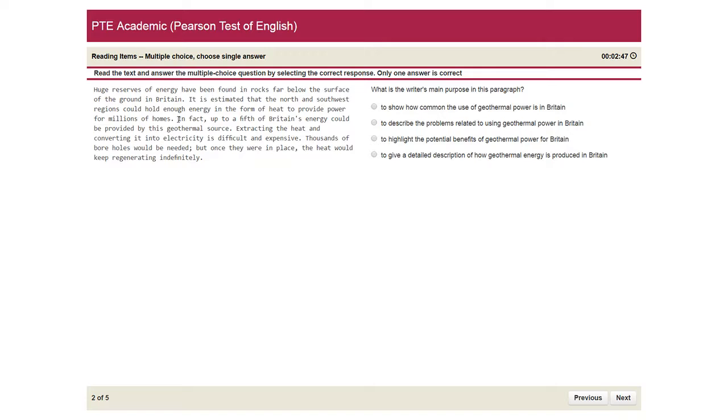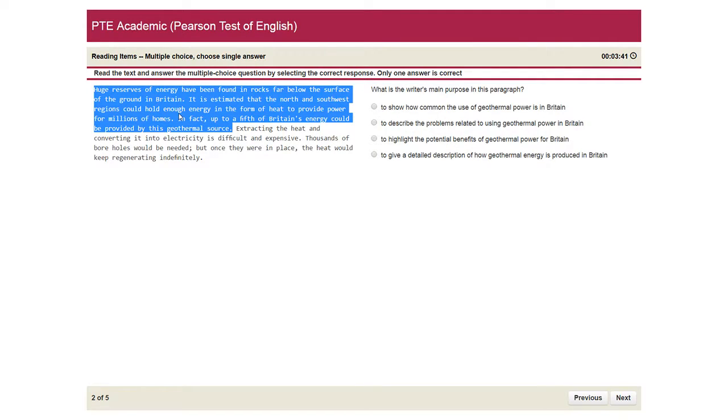Let's continue to the third sentence. In fact, up to a fifth of Britain's energy could be provided by this geothermal source. So the third sentence is still talking about the power which was found. Here the energy was found, and here this energy would be held in the rocks to generate heat to provide power to homes. And here also it is talking about the same energy, which could provide up to a fifth of total British energy. So all these three sentences are talking about the power which was found in Britain.